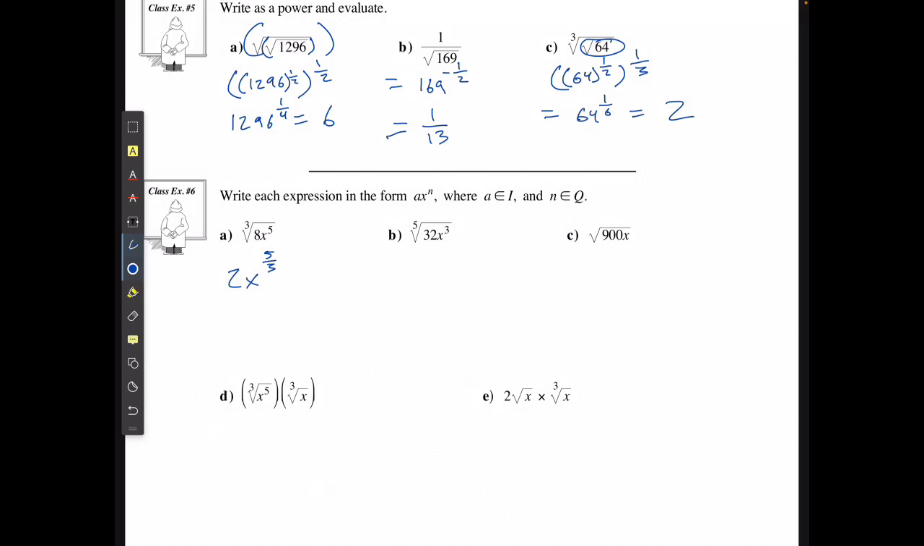Same thing when I get to example B. This is the same as the 5th root of 32 times the 5th root of x to the power of 3. The 5th root of 32 is just 2, and the 5th root of x to the power of 3 is going to be x to the power of 3 over 5. For example C, the square root of 900 times the square root of x is the same as 30, and then the square root of x is x to the power of 1/2.